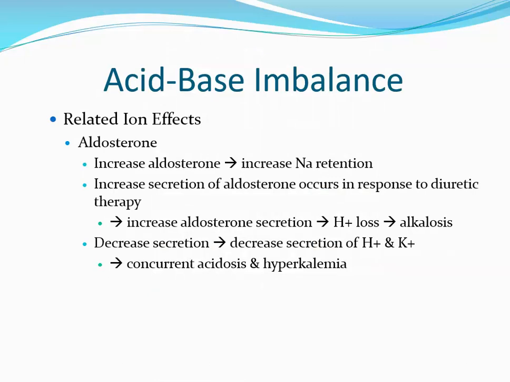Aldosterone. Remember, increased aldosterone causes an increased sodium retention and a decrease in potassium levels. If you see an increased secretion of aldosterone, this often occurs in response to diuretic therapy. This increase in aldosterone secretion can result in hydrogen ion loss, resulting in an alkalosis. A decreased secretion of aldosterone will result in a decreased secretion of hydrogen ions and potassium at the level of the kidney, and this can result in concurrent acidosis and hyperkalemia.